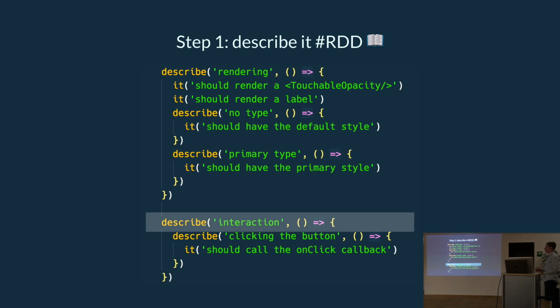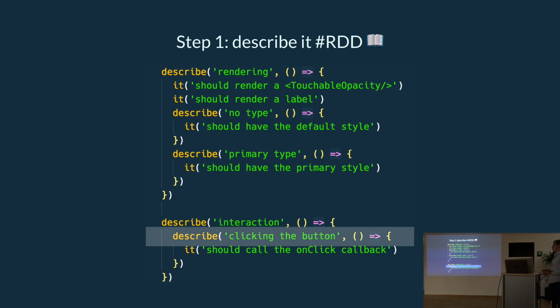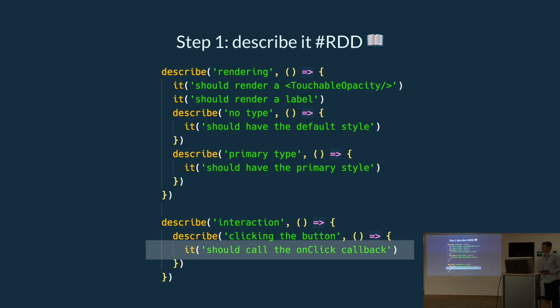We also have a second block for interaction. Since it's just a button, you can just click it, and when it's clicked, it should call the onClick callback. So much for step one. And something to note here is that we didn't actually write any test yet. No test.